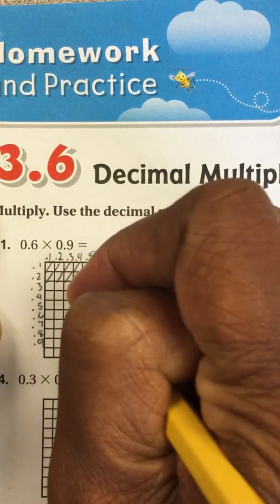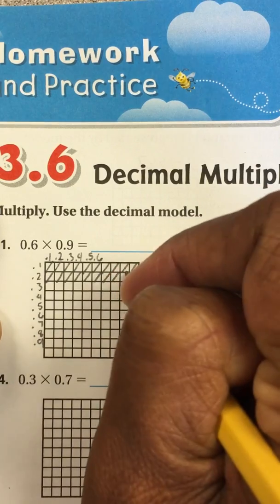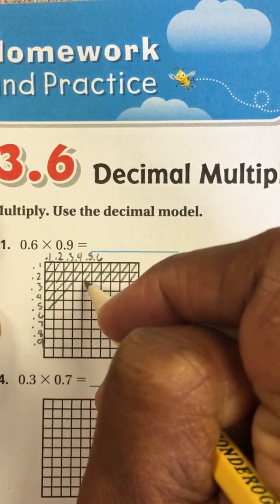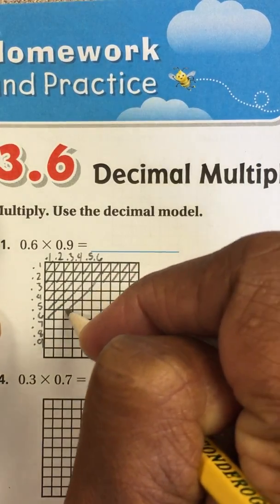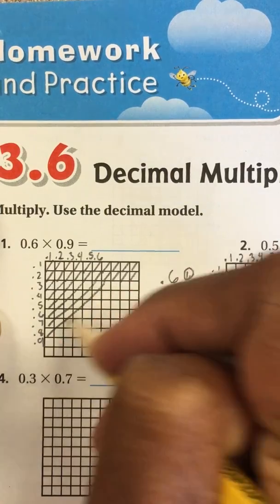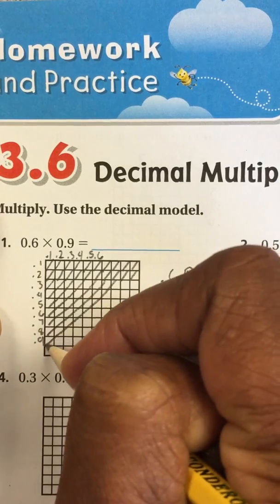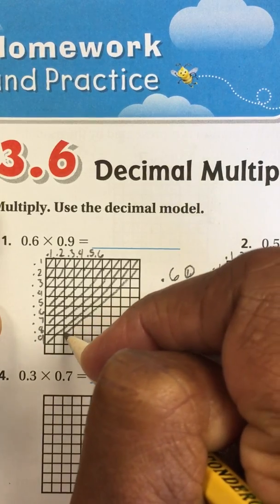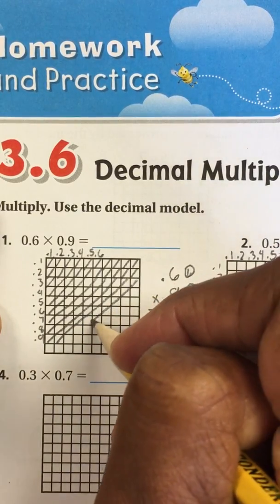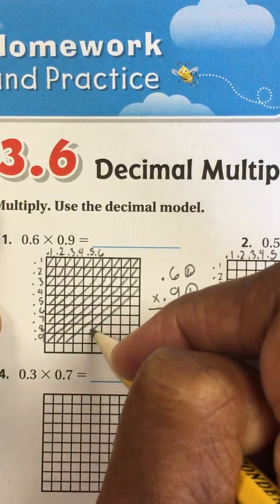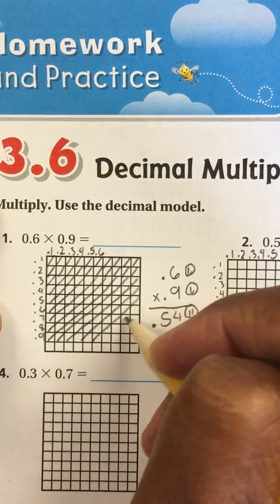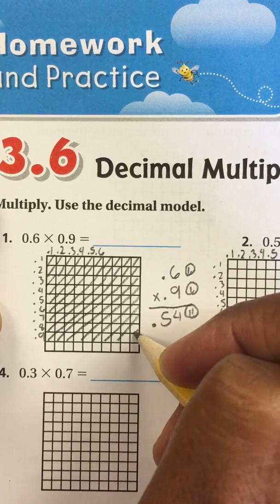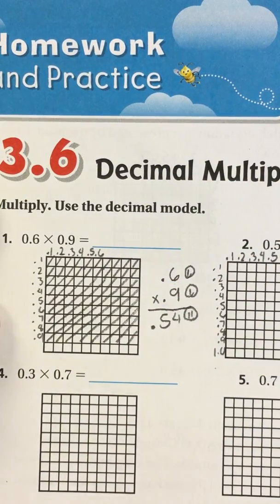You go all the way across. And since I have to do 9/10, I can make my slashes a little bit longer. Okay, so that is my 9/10.